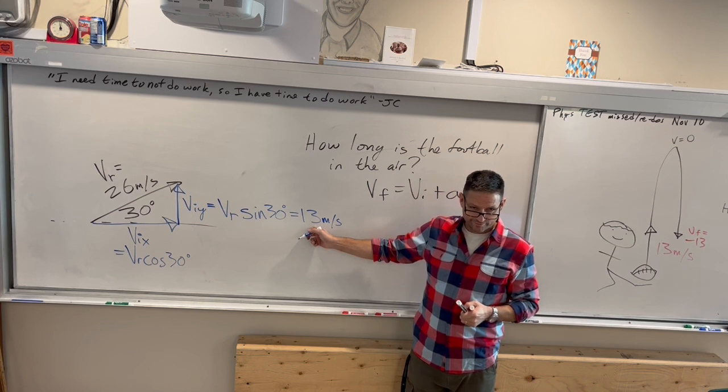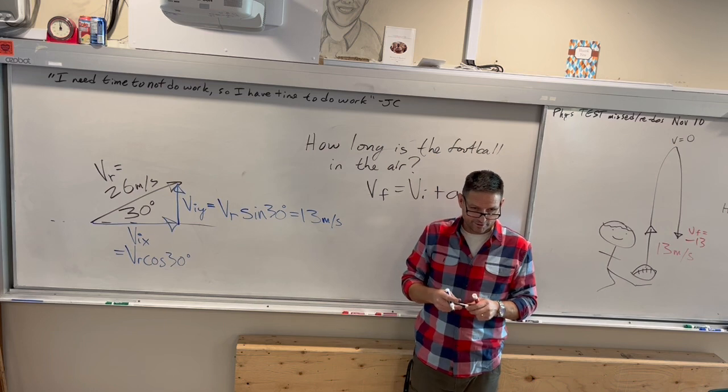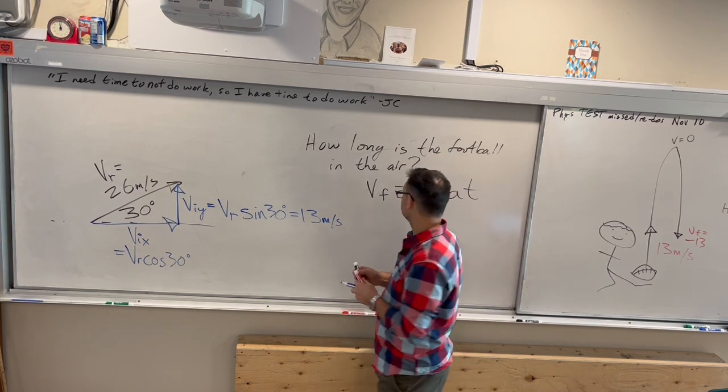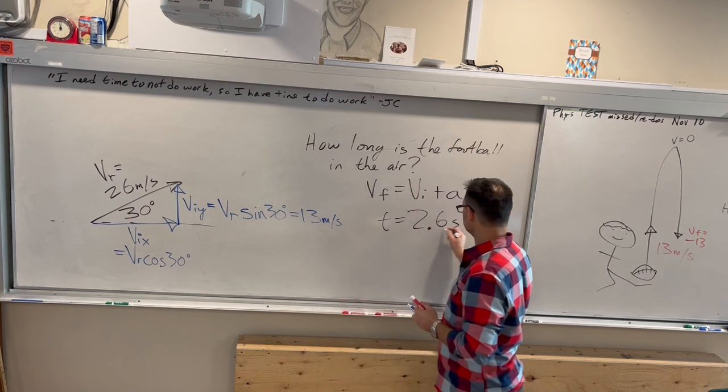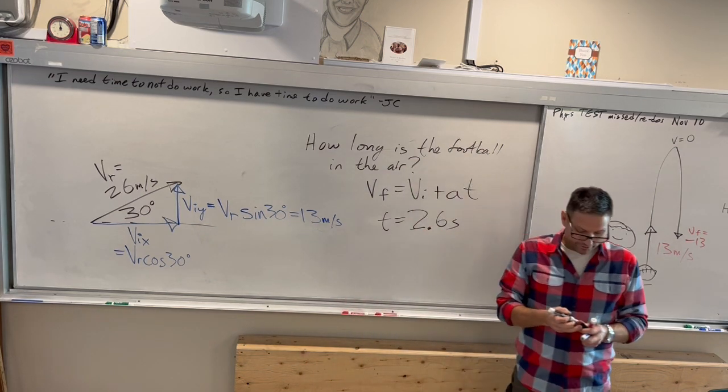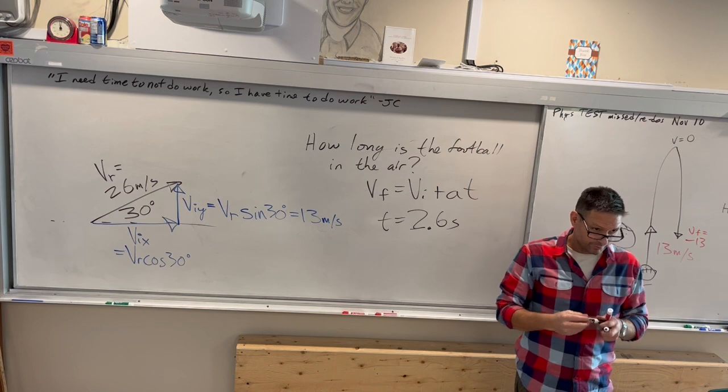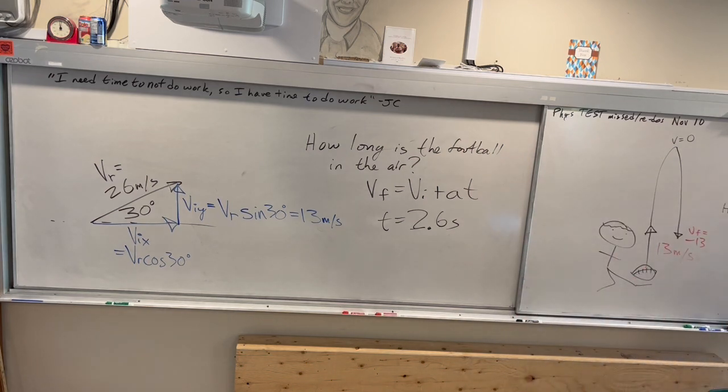The other question is the same. So Eddie, what's the time in the air? 2.6. You got it. So my T is 2.6 seconds. I don't even have to calculate it. You can if you want to, but you'll be doing the same thing over again.